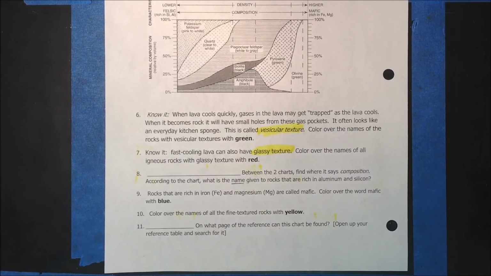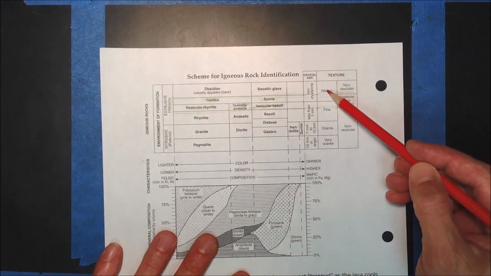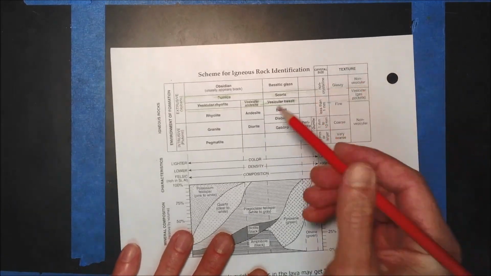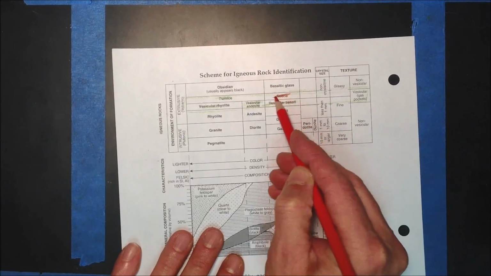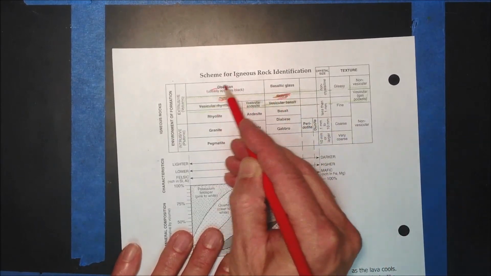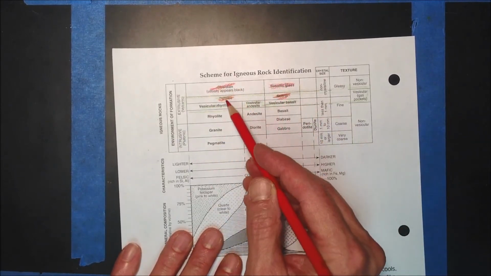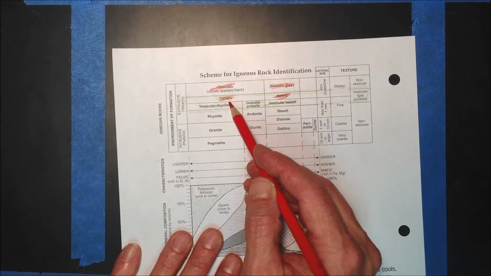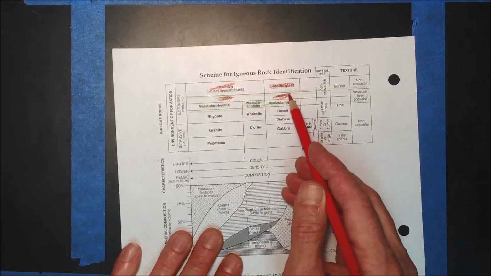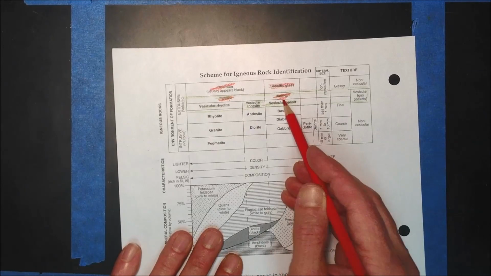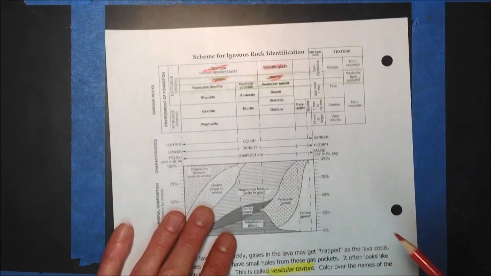Red. Where does it say glassy? Glassy. Okay? So this is scoria again, pumice again, obsidian, basaltic glass. So pumice can be glassy and vesicular at the same time, which is the same for scoria as well, because they overlap there. So that's unique.